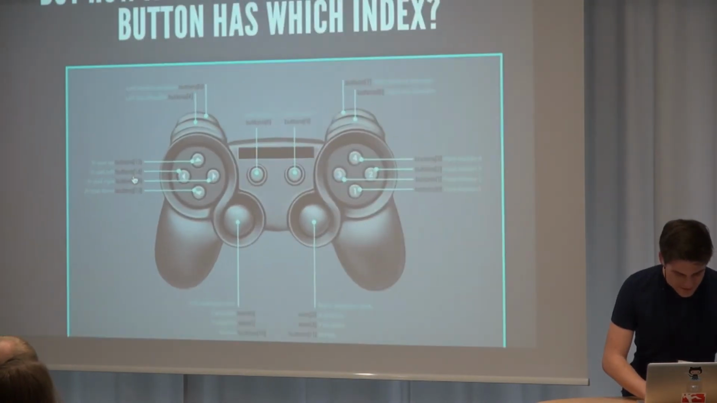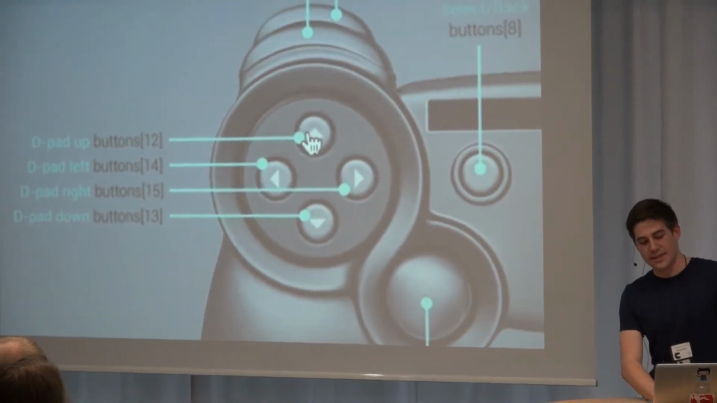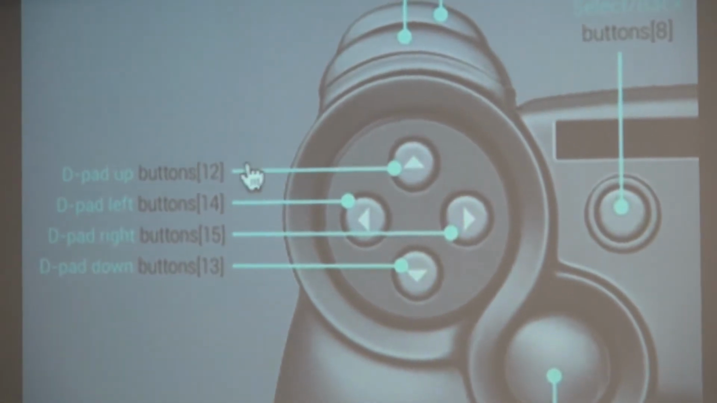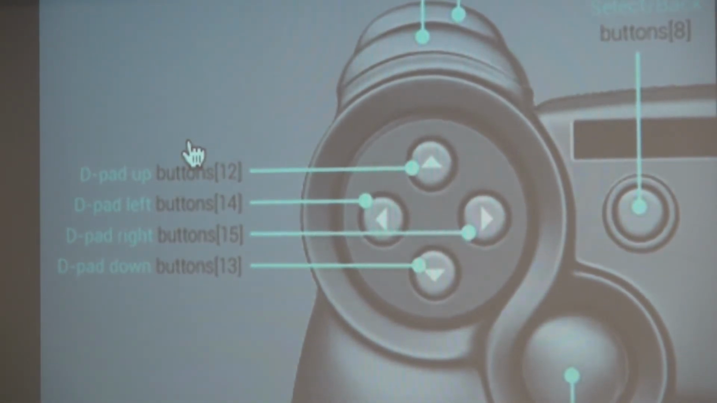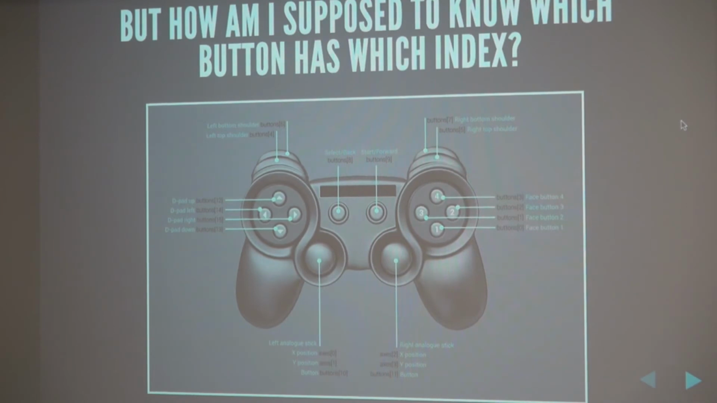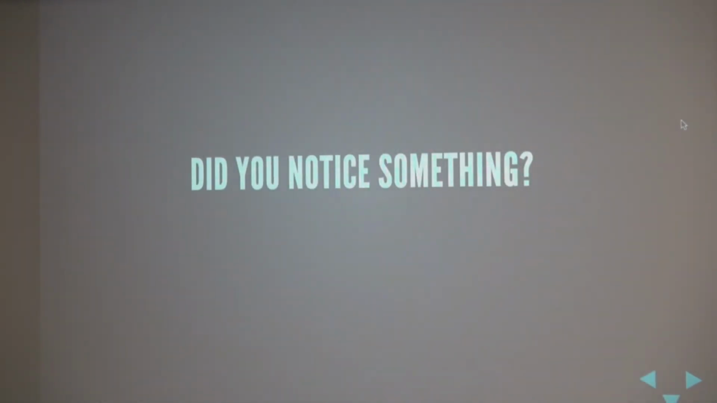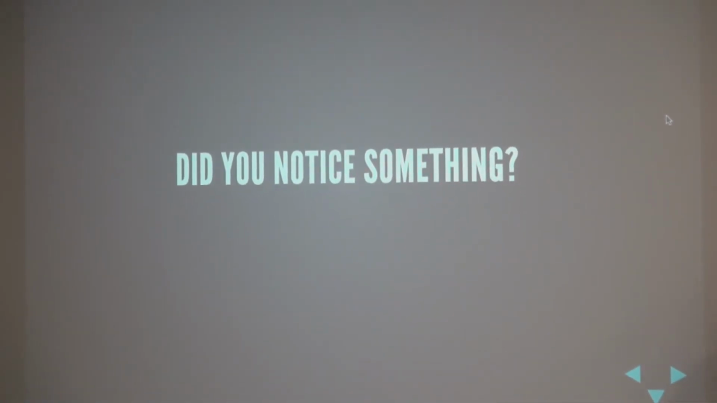Let me zoom in a bit. So for example, if I press this button, the API makes sure that it's always button number 12 that you've pressed. Yeah, I know you can see you're all excited about that. But that's how you have to do it. But did you notice something? There's something really odd, which JavaScript developers should maybe see.